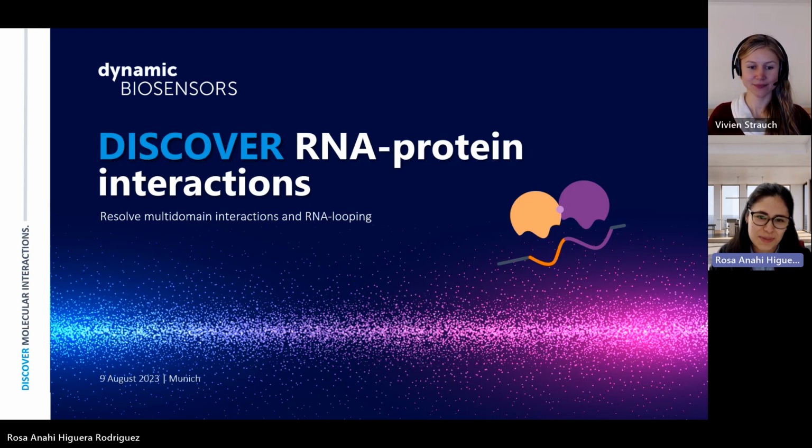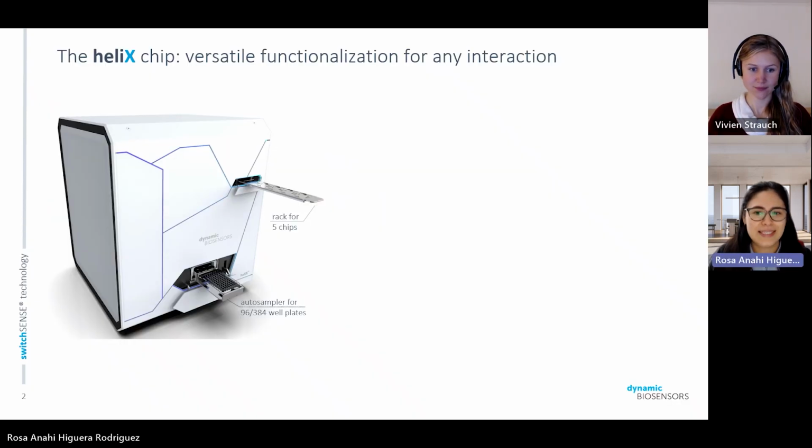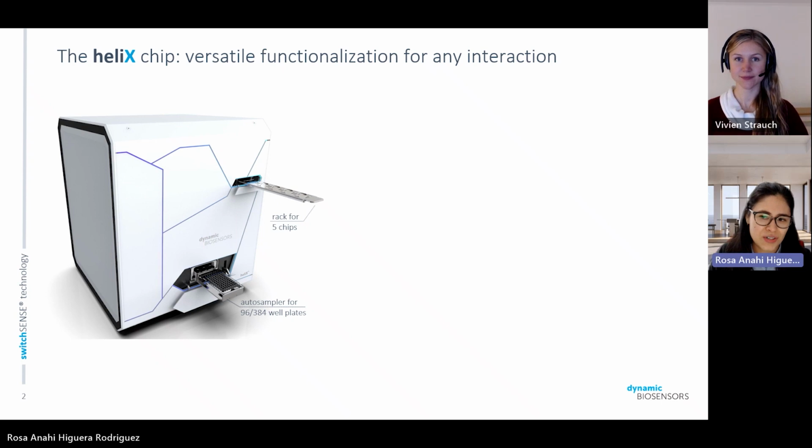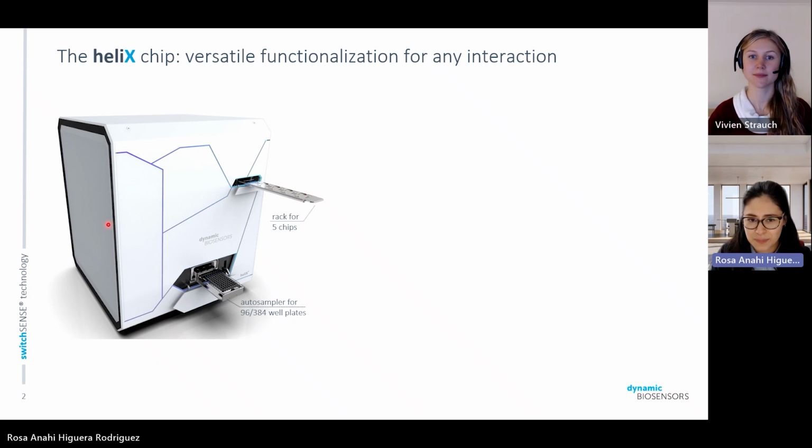And I would like to start my presentation by briefly talking about the technology itself. In this image, you see the Helix biosensor. It's the machine that we use to measure binding interactions, in particular binding kinetics. The Helix biosensor has all the fluidic, optical, and electronical components needed for an automated measurement. And here you can see the autosampler tray can accommodate well plates, and the biochip rack can accommodate up to 5 chips.